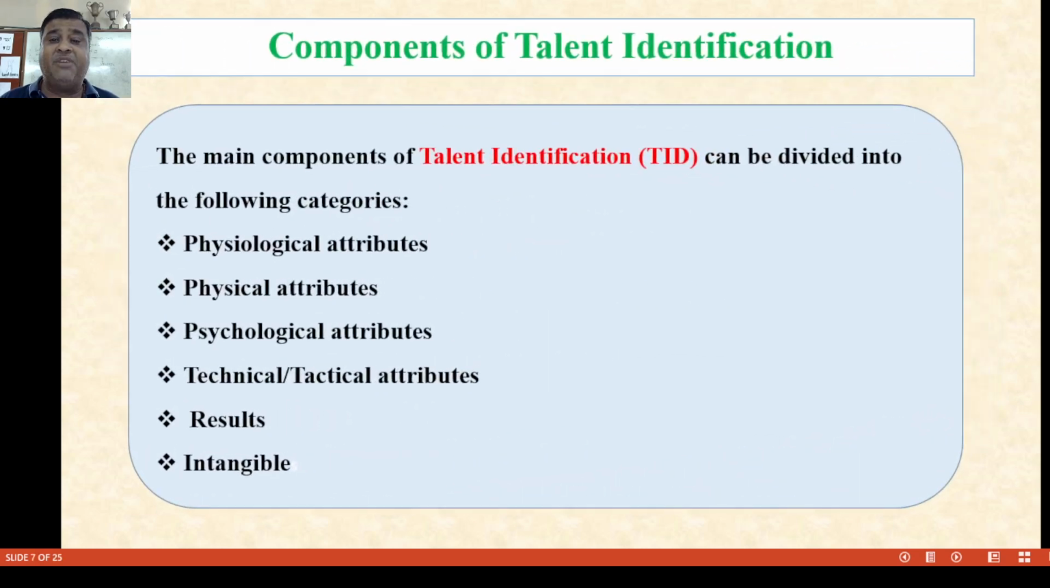Now, components of talent identification. The main components of talent identification can be divided into the following categories: physiological attributes, physical attributes, psychological attributes, technical and tactical attributes on the basis of results, and sometimes intangibles.